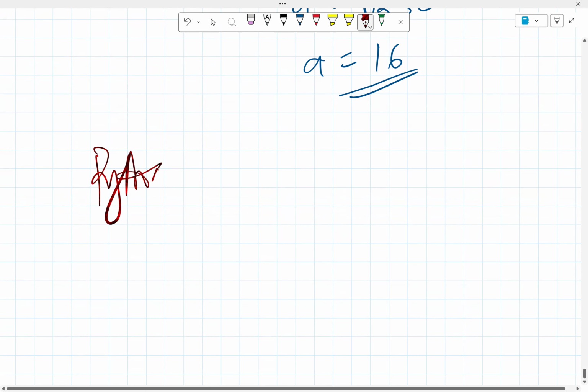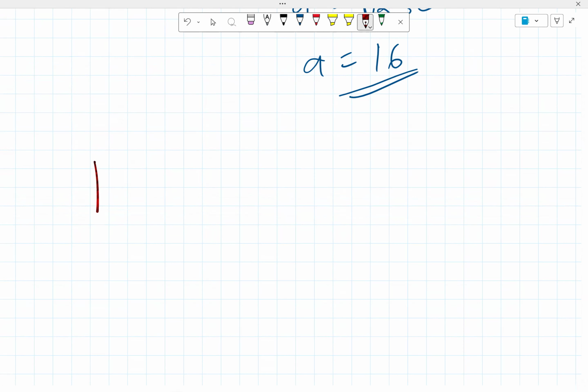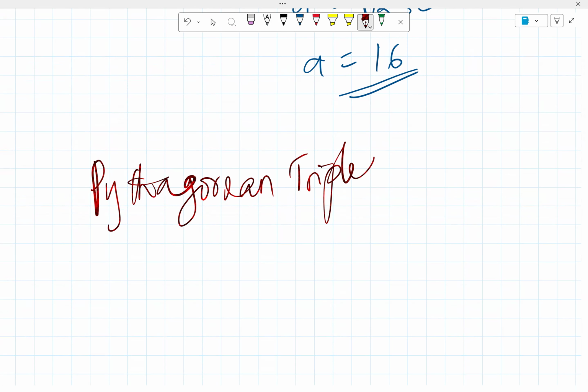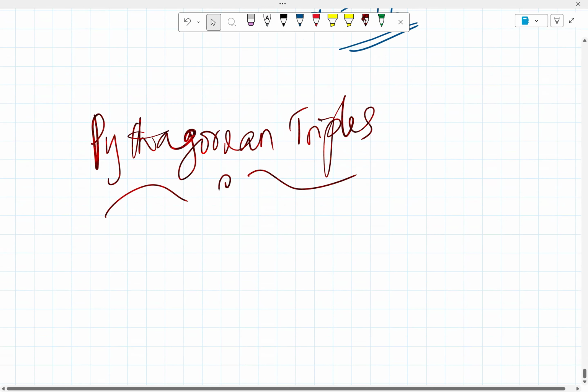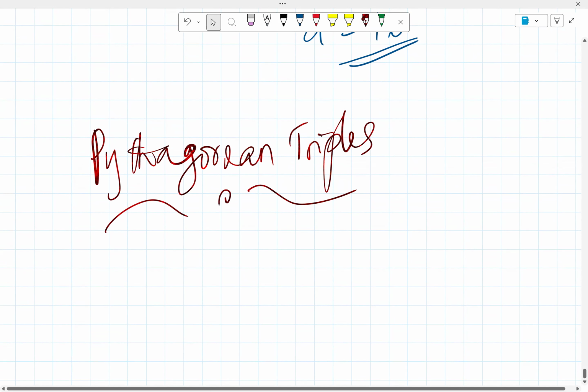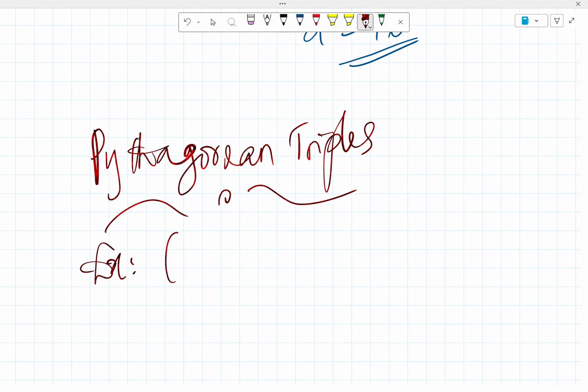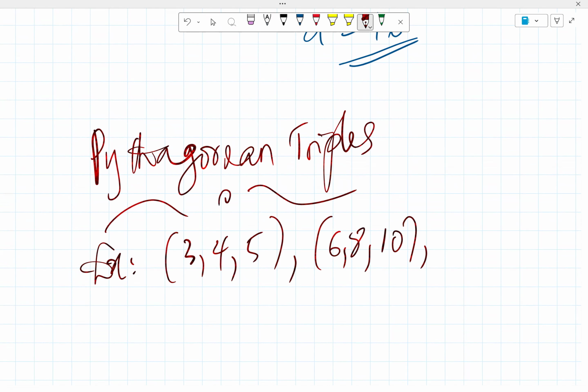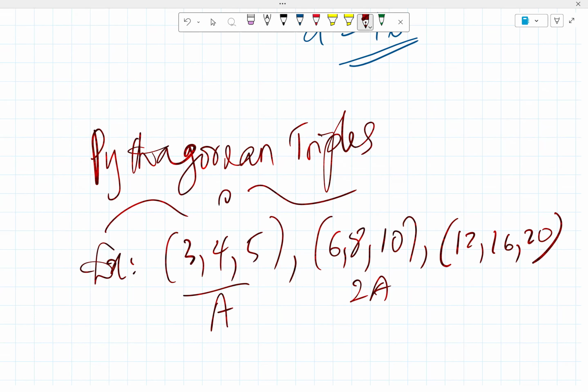Pythagorean triples are three whole numbers that make up the sides of a right triangle. You have examples like 3, 4, 5 and 6, 8, 10. Even multiples of these can work. You can see that 12, 16, and 20 is a multiple of 3, 4, 5: if we call this A, this is like 2A, and this is like 4A. They all work like that. So these are Pythagorean triples.